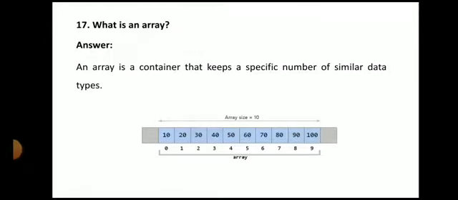Next question, what is an array? The answer is, an array is a container that keeps a specific number of similar data types. So here you can see an example of an array. We have an array whose size is 10. That means we can store 10 different numbers from 10 to 100. So an array is a container that keeps a specific number of similar data types.